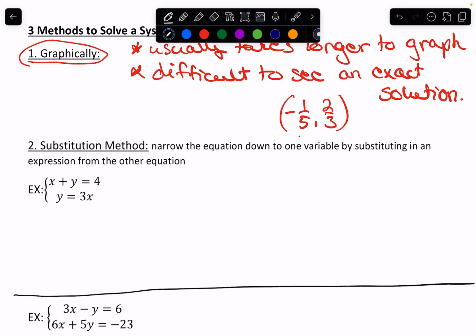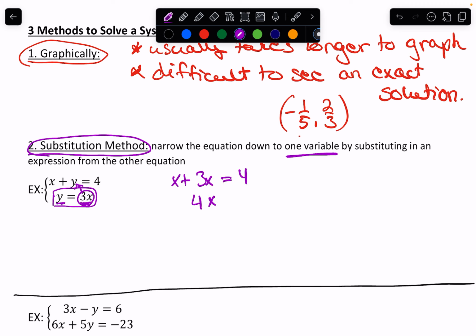Now, the next method to solve a system of equations is the substitution method. So we're going to narrow the equation down to one variable by substituting in an expression from the other equation. So if we look at this example here, we already have the second one set as y equals 3x. So we're going to take this 3x and plug it in where the y is in the top equation. So we're going to rewrite it: x plus, and instead of the y, we write 3x equals 4.